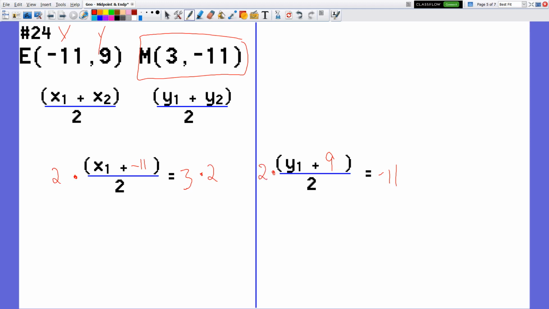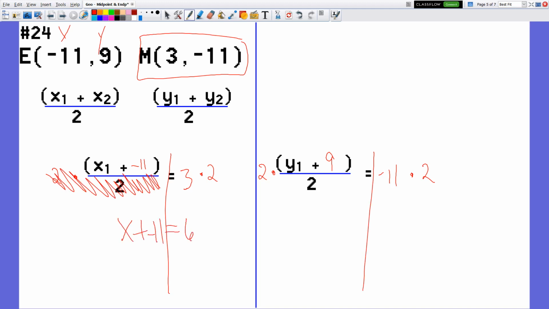We times 2 every time, because it's being divided by 2, so we have to do it to both sides. Whenever you cut something in half, you have a half and a half. Times 2 would give you 1 whole. X plus -11 equals 6. Whenever you cut something in half, and then you multiply a half by 2, it becomes 1. Y plus 9 equals -22.